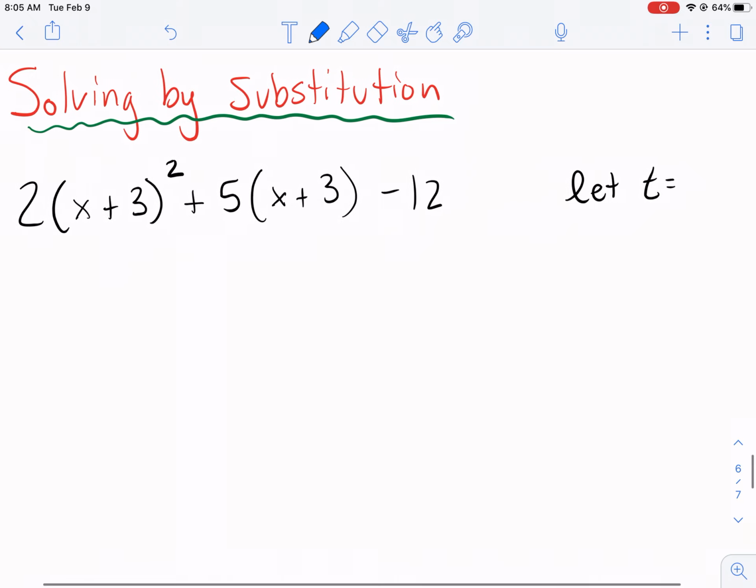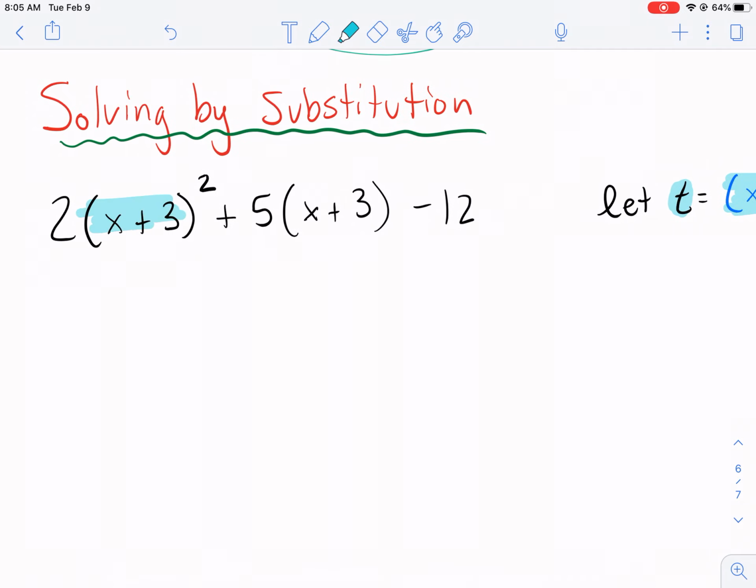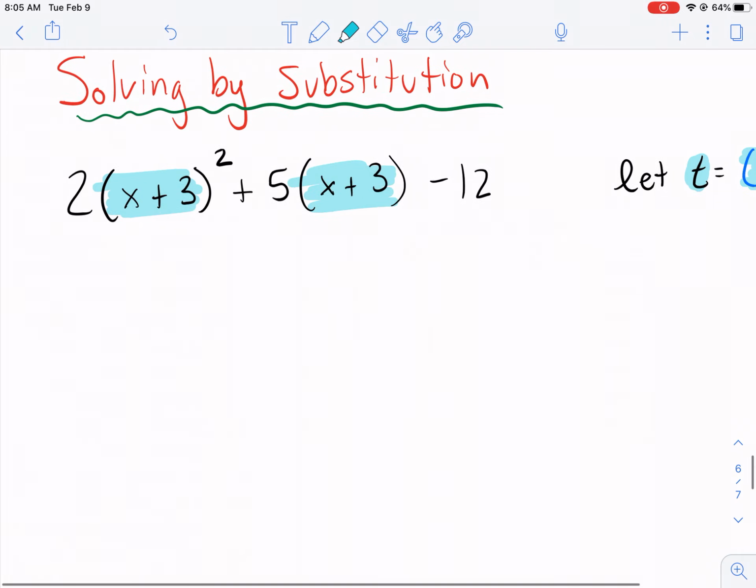Well, let's introduce a new variable, t. So t will be our new variable, okay? And we're going to let t equal x plus 3. Why are we going to do that? Well, let me show you what that does. Notice how we have x plus 3 here, x plus 3 here. So we're going to replace those x plus 3s.